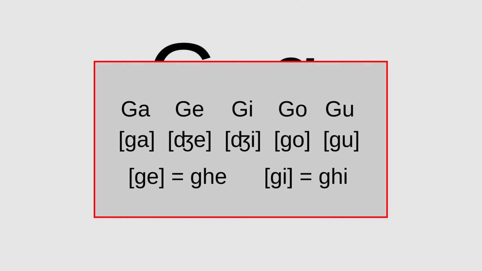It is worth noting that in order to represent the sequences ge and gi, you would have to use the digraph gh. Again, this is in contrast to Romance languages like Spanish, Portuguese, and French, which all use GUE and GUI to represent ge and gi. More information about this digraph and others in another video.